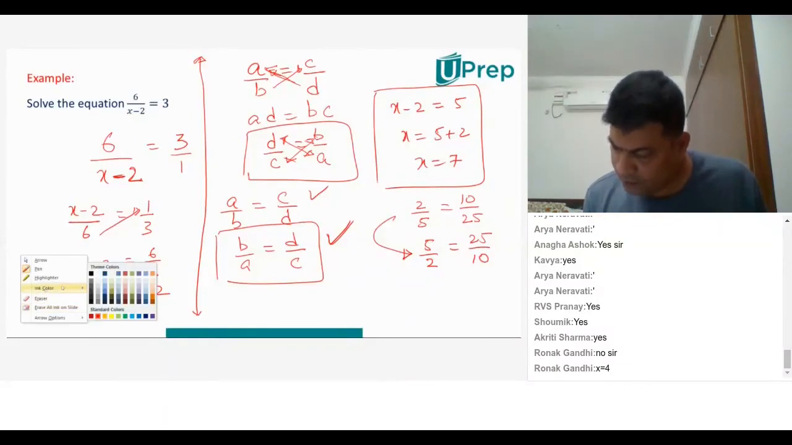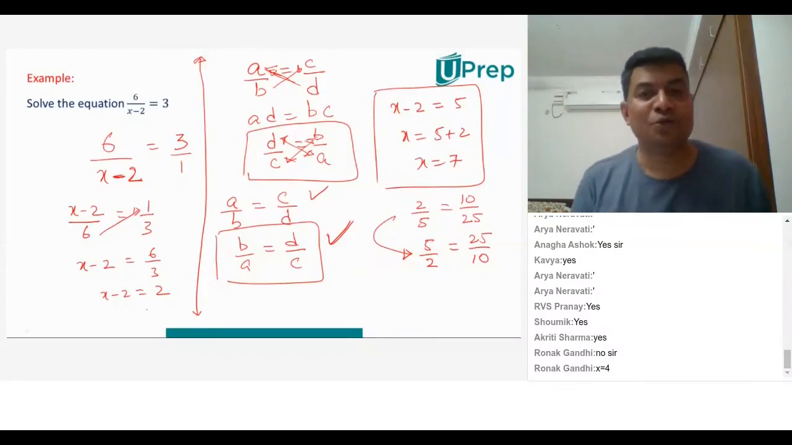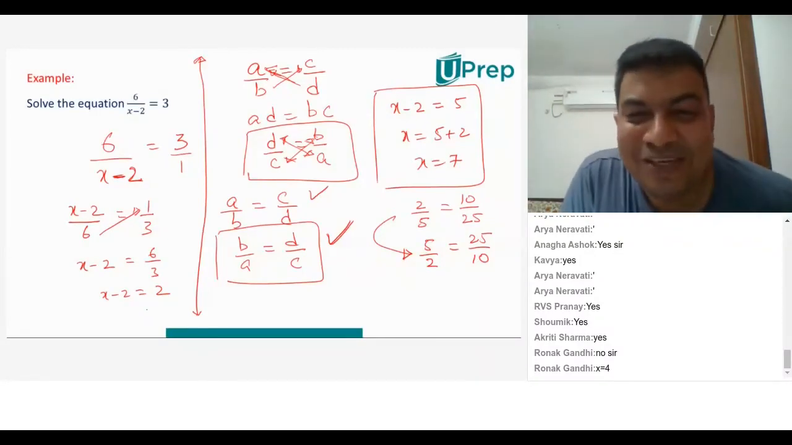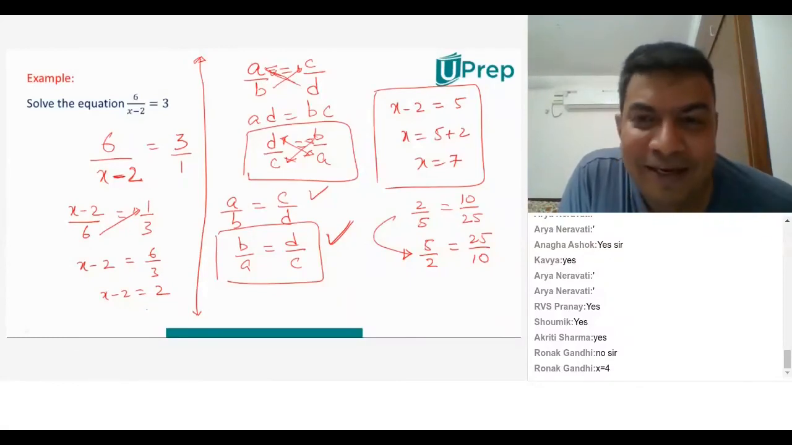Sir, will you please repeat the definition of invertendo? Okay, you want the definition. Don't worry about definitions. Focus on the concept. School will never ask you the definition of invertendo, but I'll tell you.